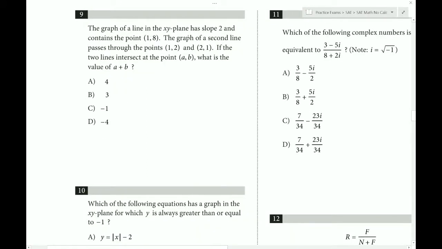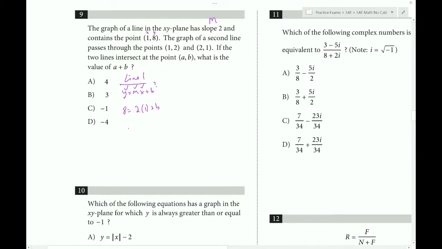The graph of the line in the xy plane has a slope of 2, so that's going to be m. And it goes to the point x, y, 1, 8. The graph of a second line, okay, so right away, let's start with line 1. We can find the equation of the line, y equals mx plus b. We know y, m, and x, we're trying to find b. So we plug in 8 equals 2 times 1 plus b.